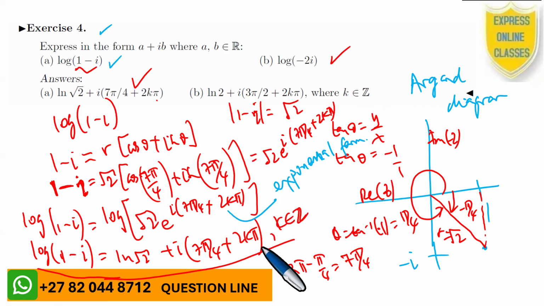That becomes the exponential form. Okay. That becomes exactly the exponential form.